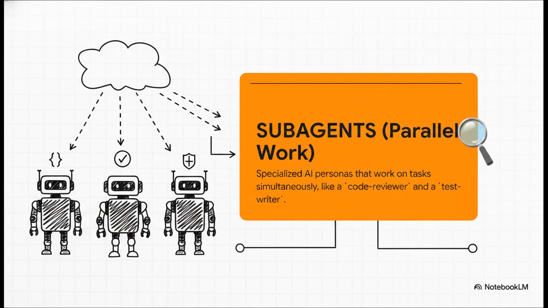This is where things get really, really powerful. Subagents. These are specialized AI personas that you create. So instead of one AI doing everything one step at a time, you can have a whole team of AIs working in parallel. Just imagine asking it to build a new feature, and one subagent writes the code, another one writes the tests, and a third reviews it for security, all happening at the exact same time. This is how you get a massive, massive speed boost.